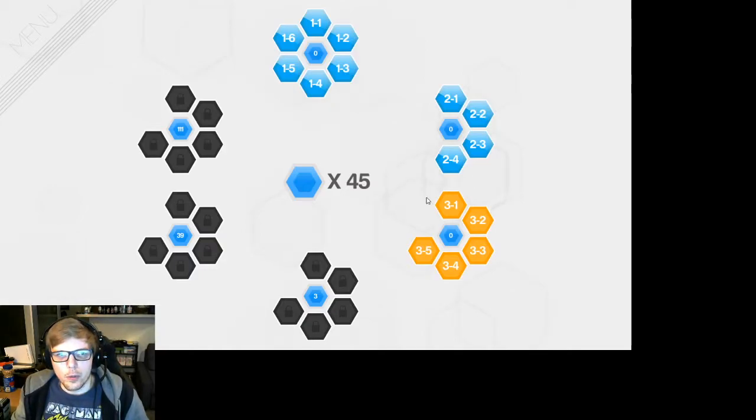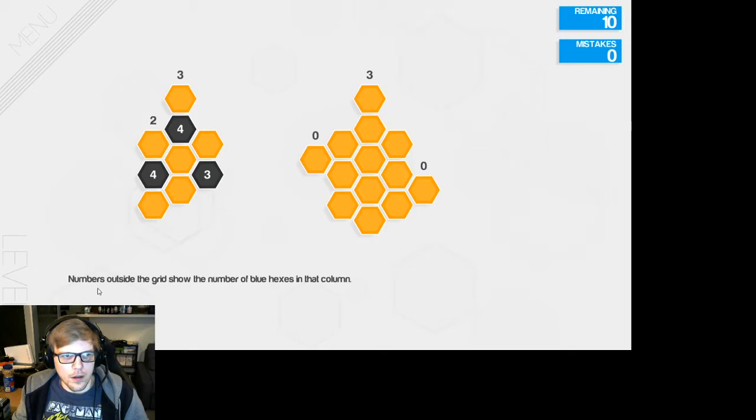Okay, so we're done with the first two groups. We're on to the third. Let's get into it. Numbers outside the grid show the number of blue hexes in that column.